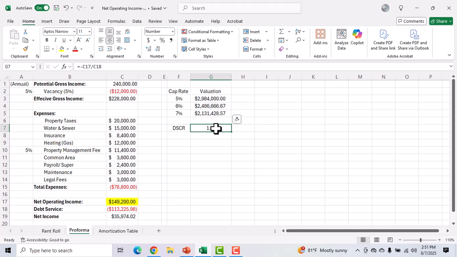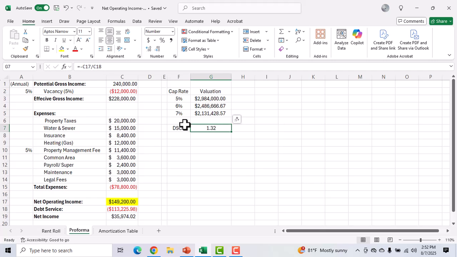So this is how you calculate the debt service coverage ratio. Again, the formula for calculating the debt service coverage ratio is going to be the net operating income divided by the debt service. Now, why is debt service coverage ratio important? Just to briefly explain, the debt service coverage ratio is an underwriting term. It's a term lenders use to determine how much of the net operating income is available to service the debt.